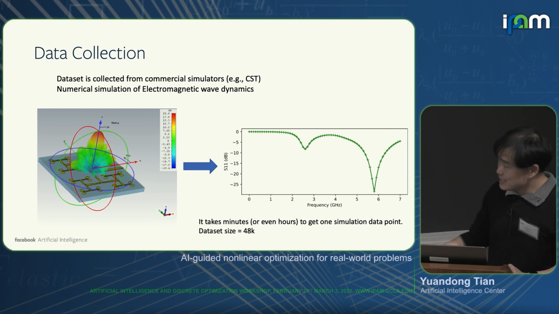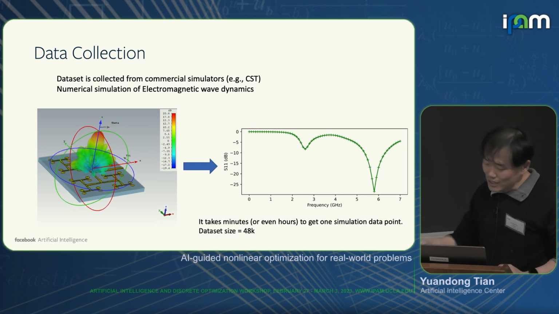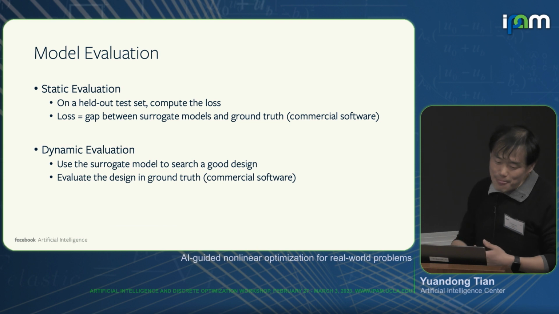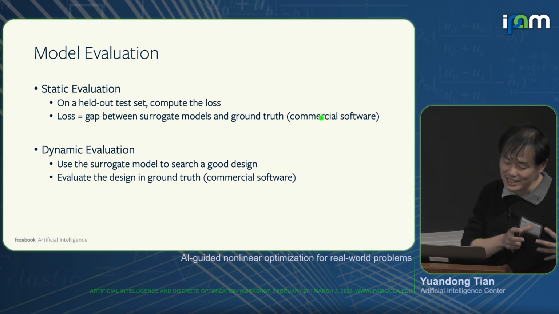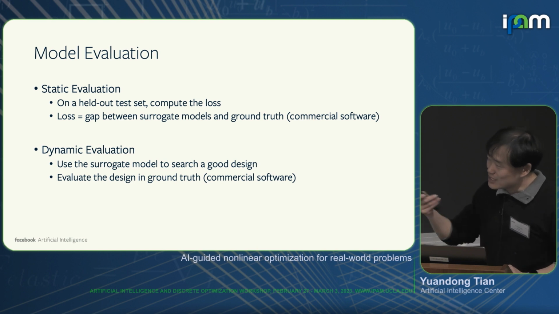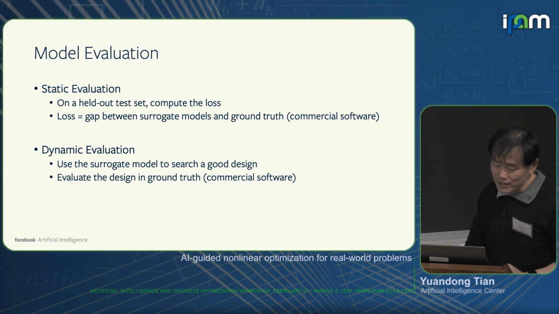Okay, so once we have the idea, then we need to collect data. Data is actually collected by commercial software. We just put this antenna design in the software, and the software will tell you the frequency response. And then we can do evaluations given this data and the models. We can first do a static evaluation, which means that we have a held-out data set for all the input and output, and we test whether the surrogate model learned by the neural network is actually accurate. So we want to see what the loss function is, how much the loss is.